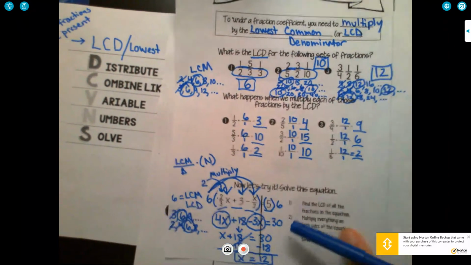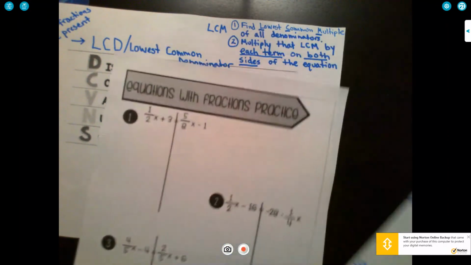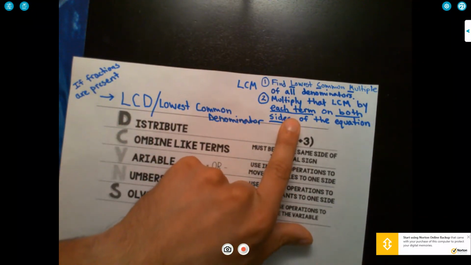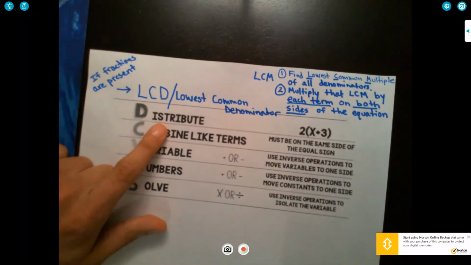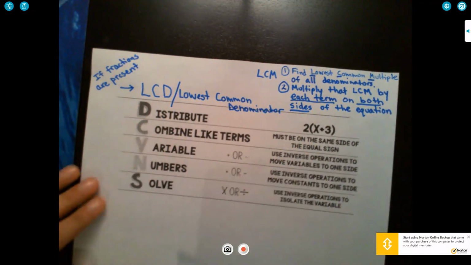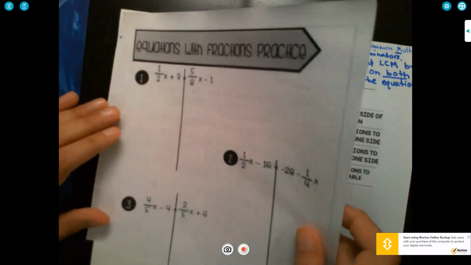So that's how you get rid of a fraction. Essentially, you are going back a step and finding the lowest common denominator, following these steps here, and then going from there, distributing, getting rid of those parentheses that you created, and then solving like you normally solve. So let's do some more practice problems.